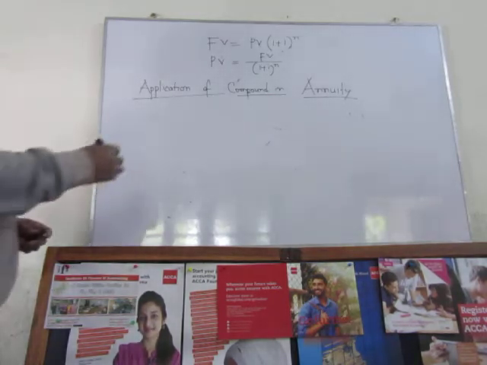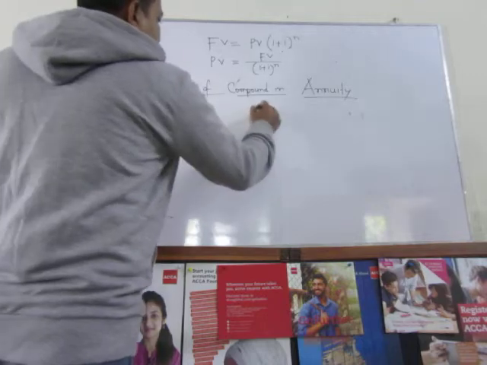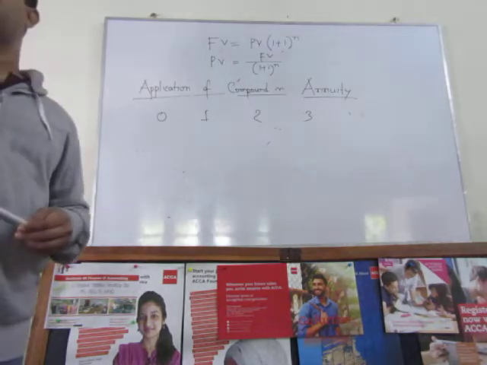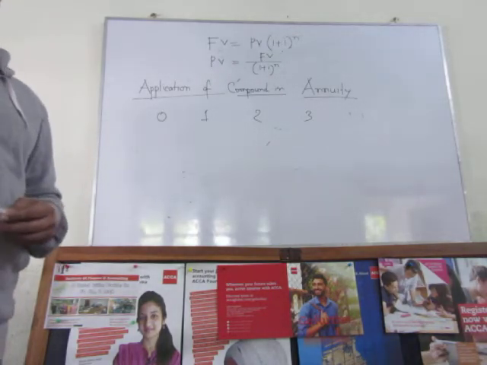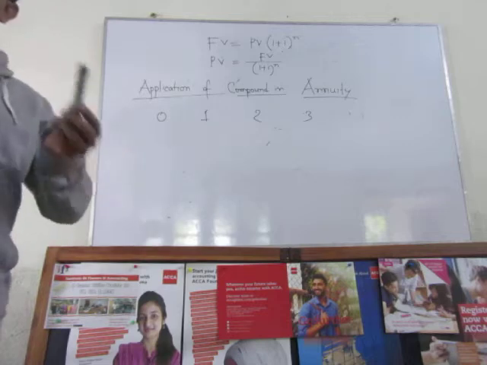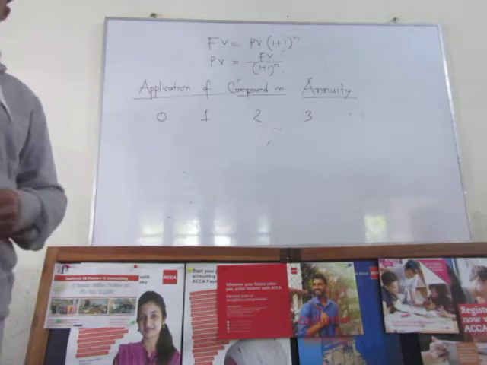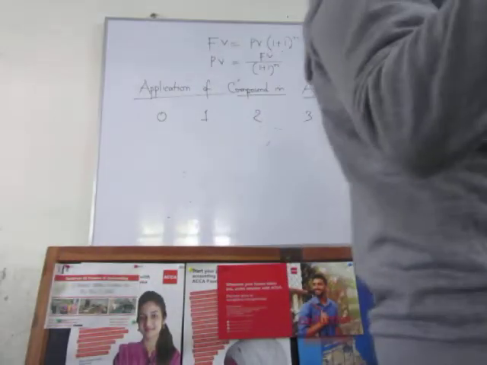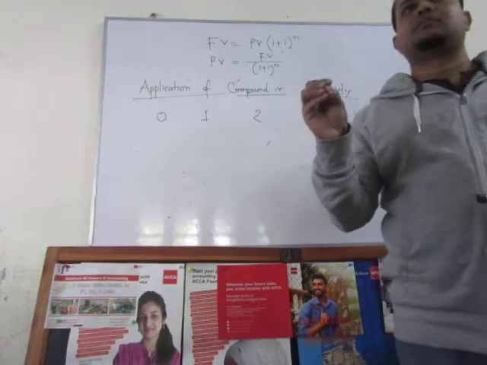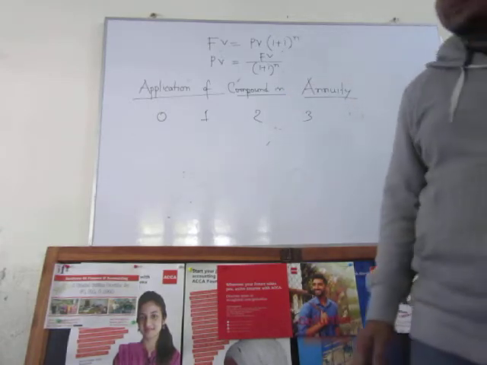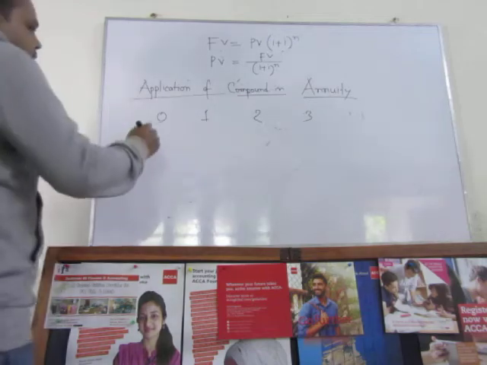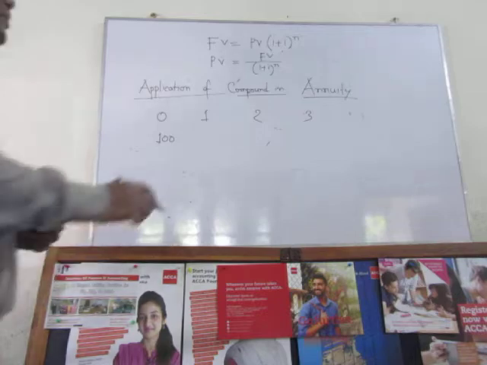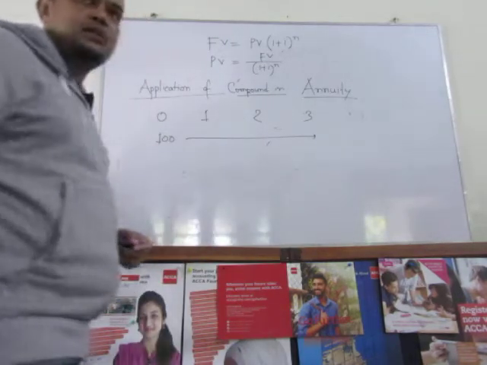Suppose, as for example, 0, 1, 2, 3. Suppose you made an agreement with the bank that each and every year up to 3 years, you will invest $100 in an account. See? When you are investing $100 here, this $100 remains for these 3 years.